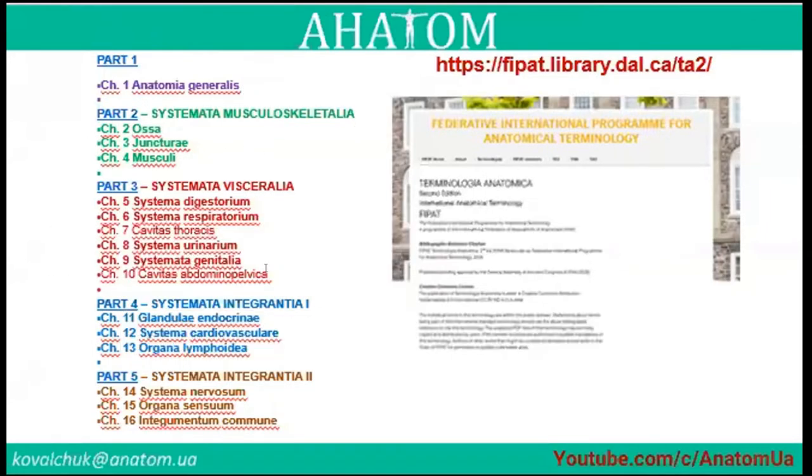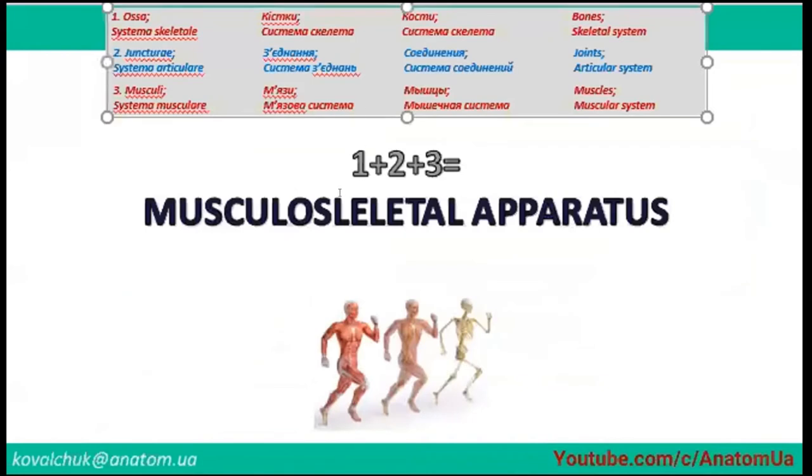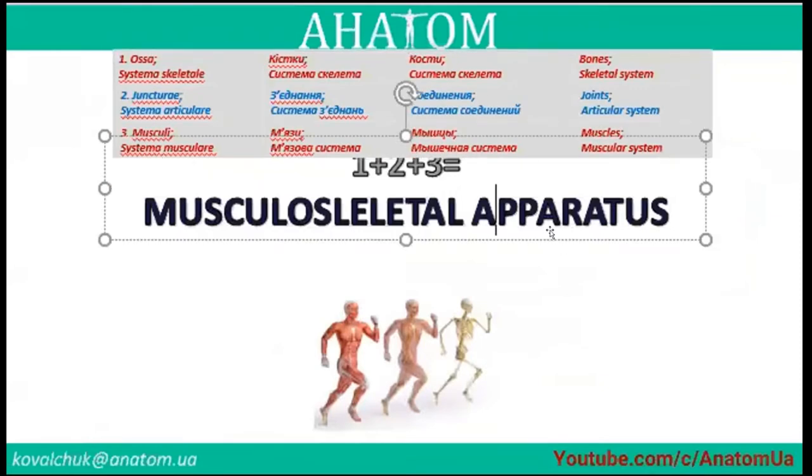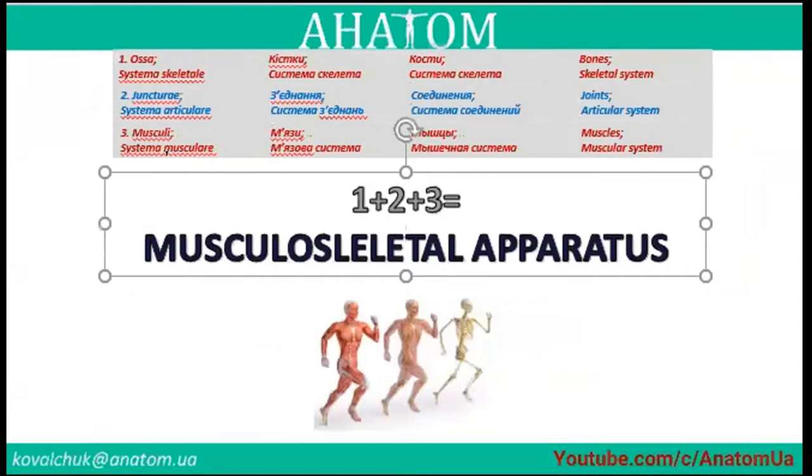Next, the third part, it's splanchnology. It will be after one week. We are starting with the digestive tract and all the internal organs, and the first and second integral systems. So, the musculoskeletal apparatus. Why apparatus? Because two or three systems together, the correct name is apparatus: bones, joints, and muscles.